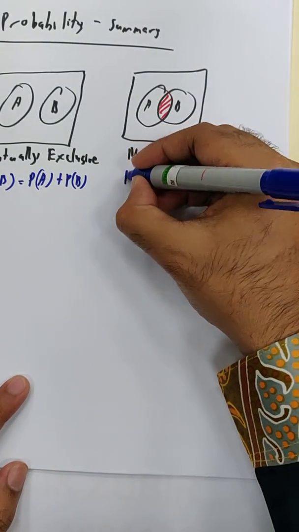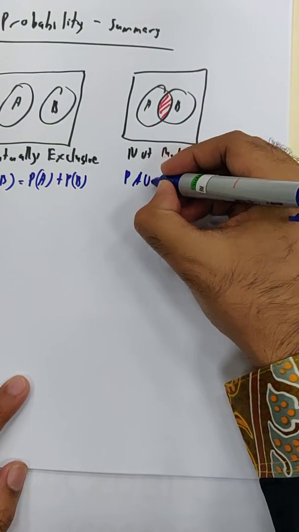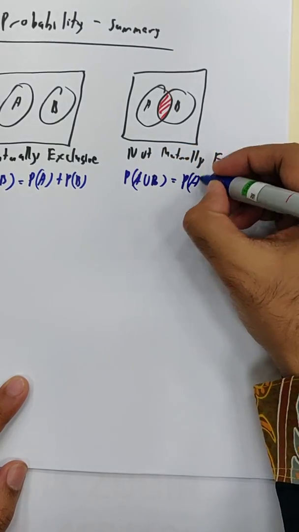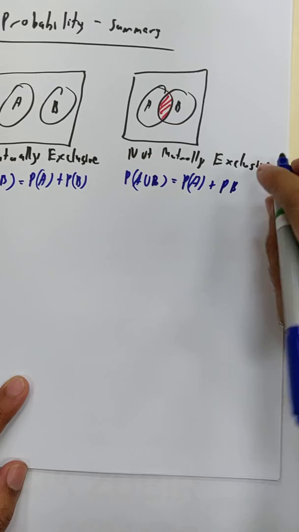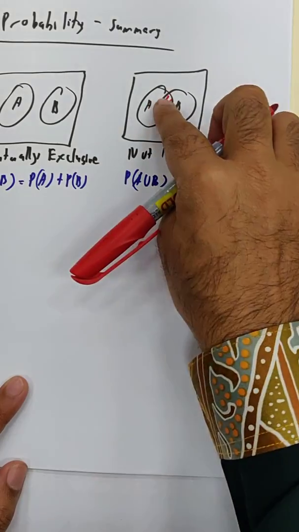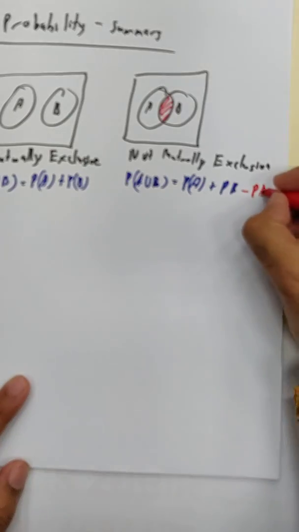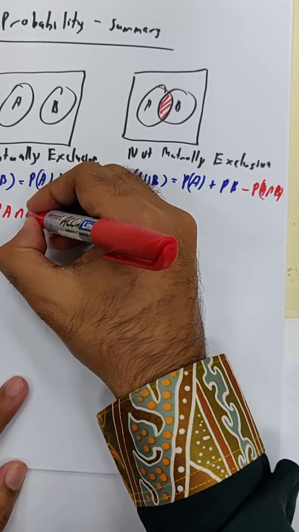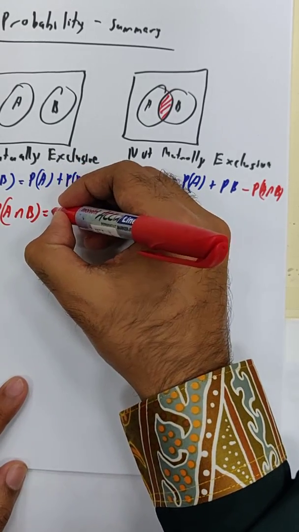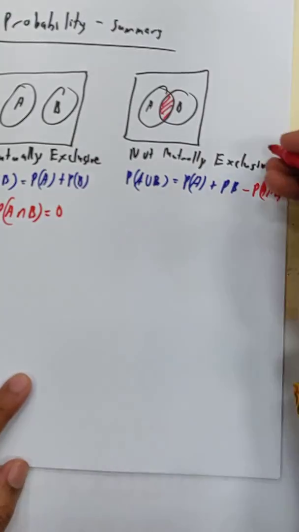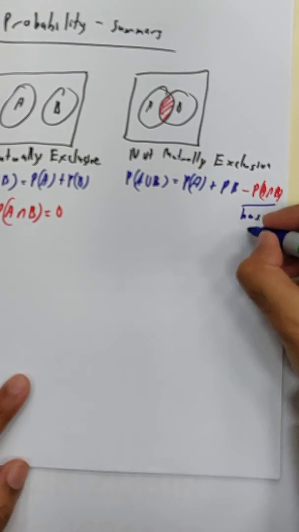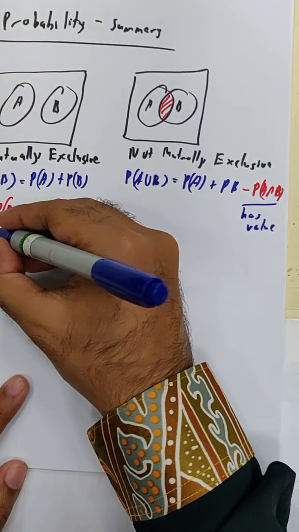Okay, so for this one here, there is an intersection. Since there's an intersection, I need to minus the overlap. This one here, there's no overlap, so I can say P(A intersect B) equals 0. This one has value. This one, no value.